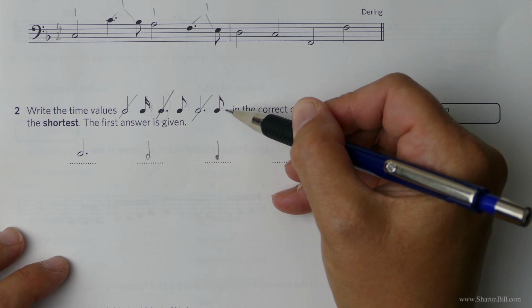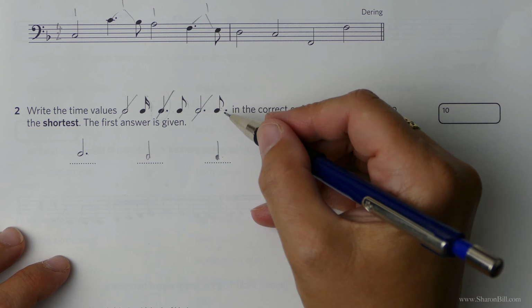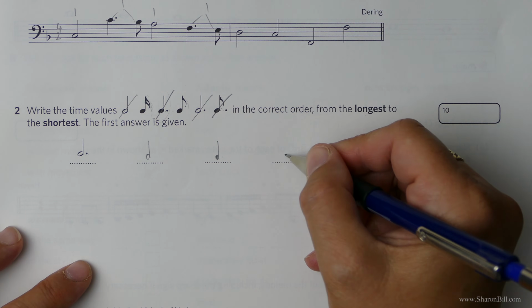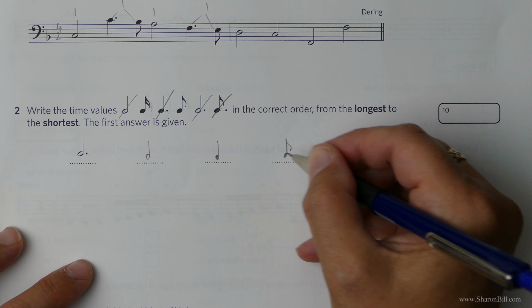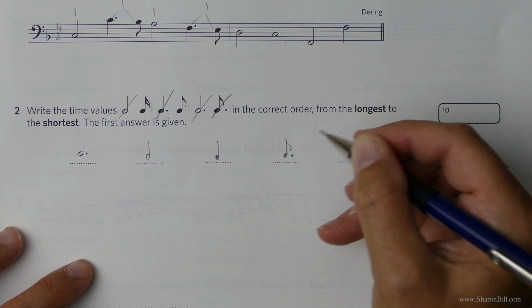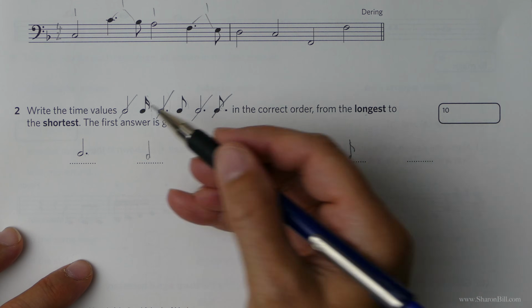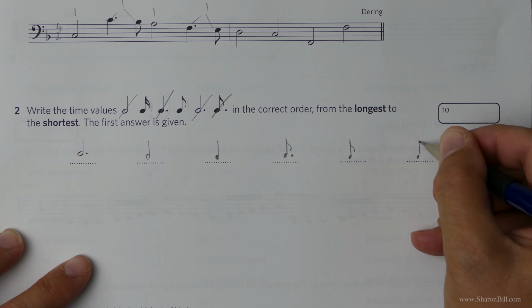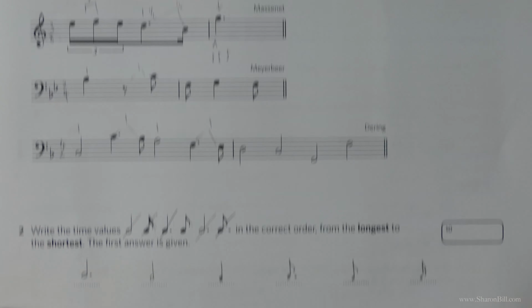However, remember, a dot after a note makes it half as long again, so this one is slightly longer than this one by half. So that's the next one. Now we can have the quaver, but the dot, after all that I've just said. Now we can have the quaver. And then finally we can have the semi-quaver or the 16th note. So just take your time and work that through logically. Let's turn over the page then. See what question 3 is asking of us.